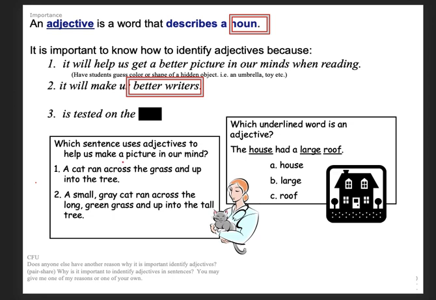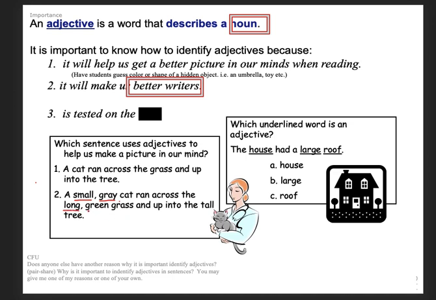Okay, that's an okay sentence. But here's the same sentence with some describing words. A small gray cat. Okay, this is giving me better pictures. Now in my mind, I pictured a small gray cat. Ran across, that part's the same. So a cat's running, but now in my head, I'm picturing maybe a little kitten, gray, running across the long green grass. That gives me a picture.